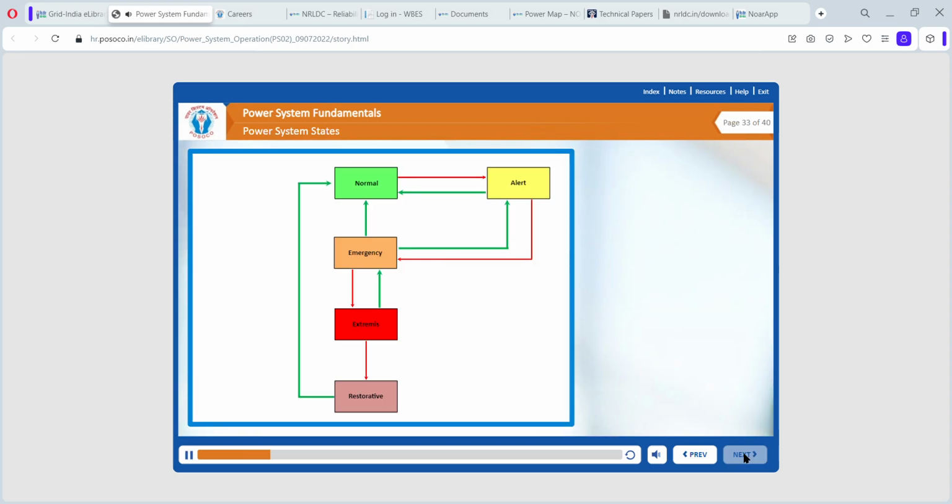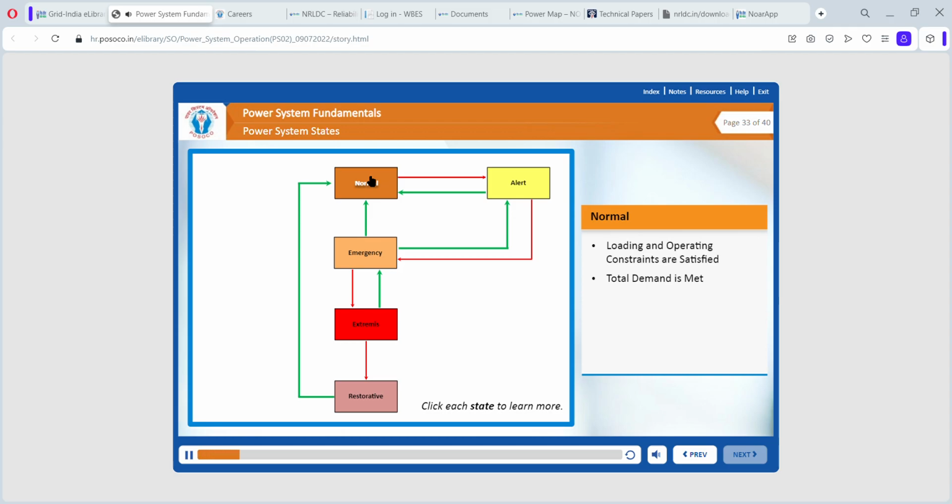Let us now learn the power system states. Click each state to learn more. A system is said to be in normal state if both load and operating constraints are satisfied. Load generation is balanced, all grid parameters are within normal range, so the system is in normal state.